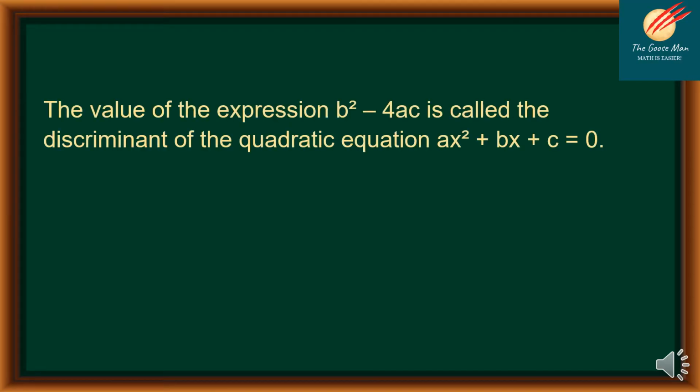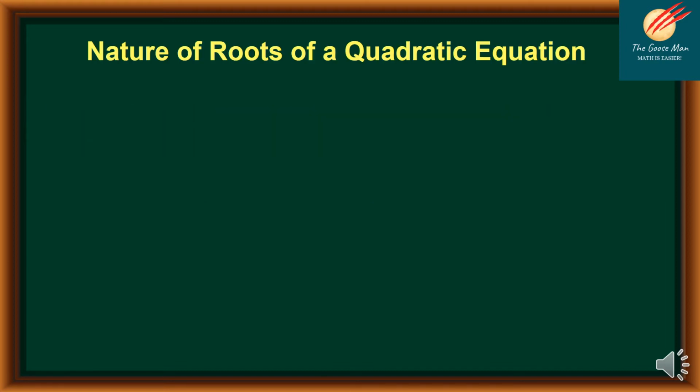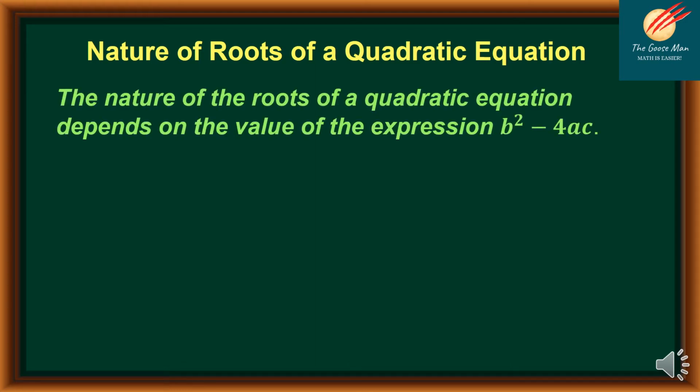The value of the expression b squared minus 4ac is called the discriminant of the quadratic equation ax squared plus bx plus c is equal to 0. This value can be used to describe the nature of the roots of a quadratic equation. It can be 0, positive and perfect square number, positive but not perfect square, or negative. So again, the nature of the roots of quadratic equation depends on the value of the expression b squared minus 4ac.